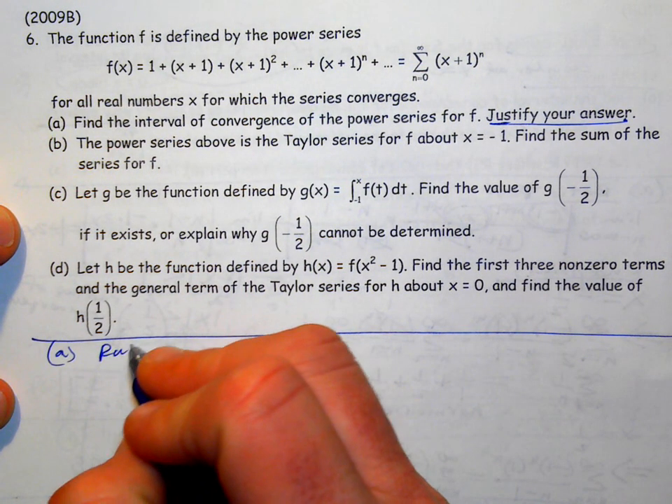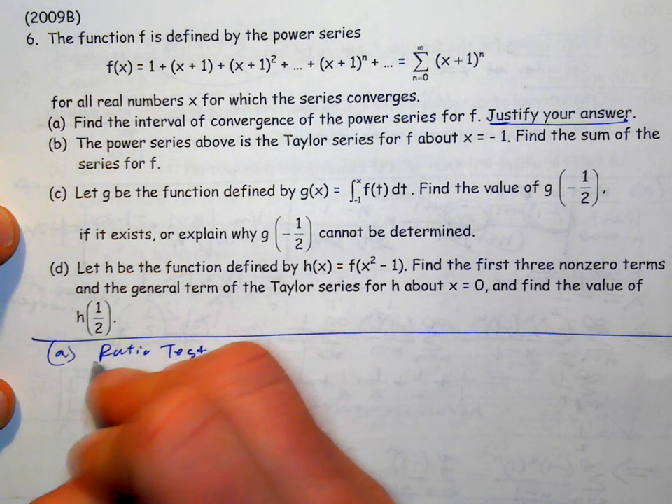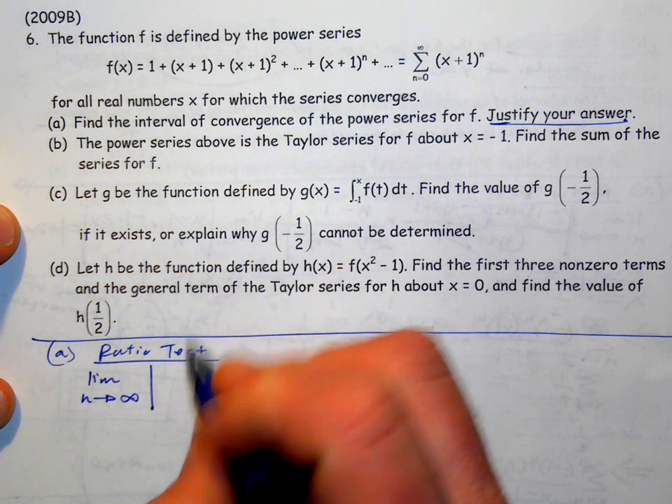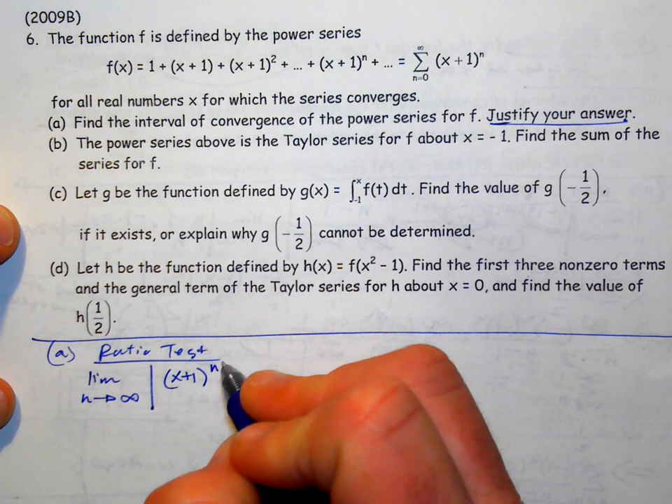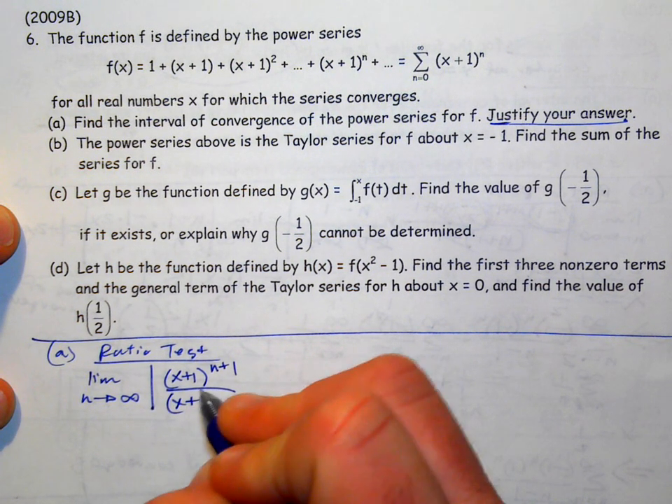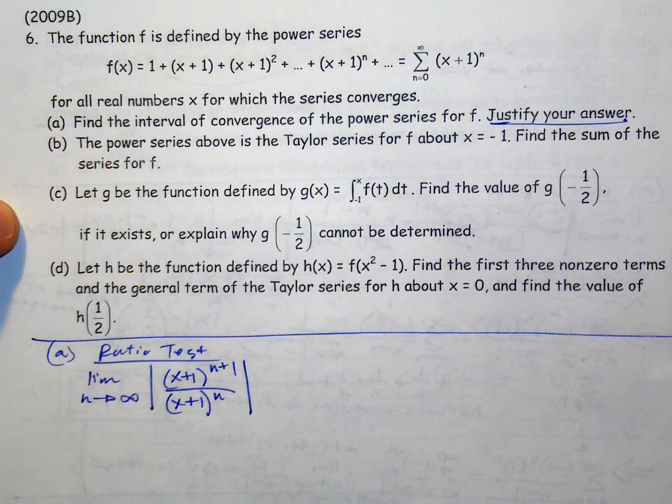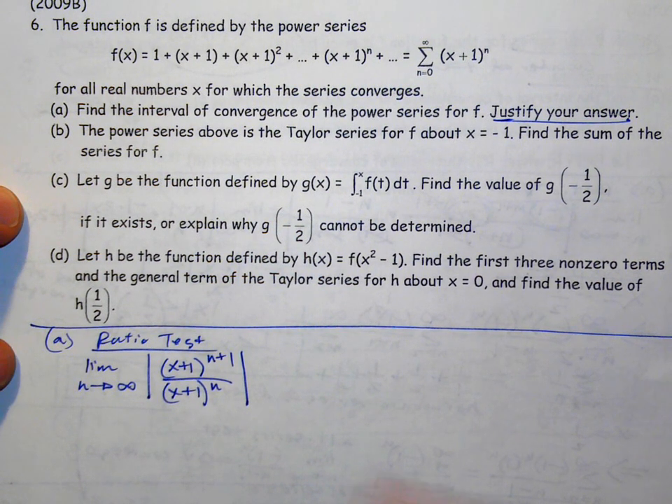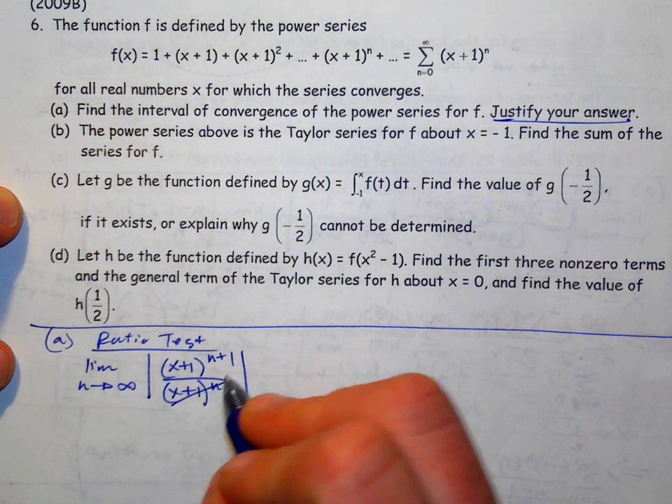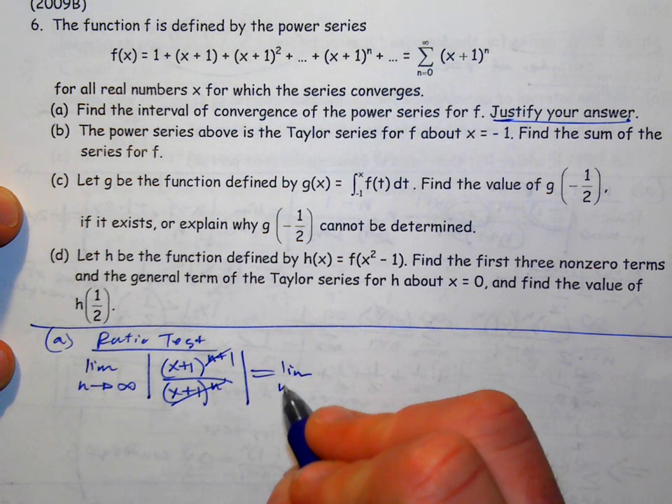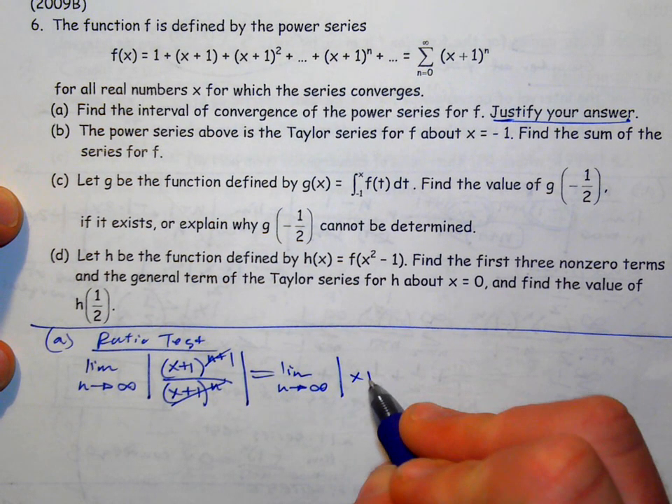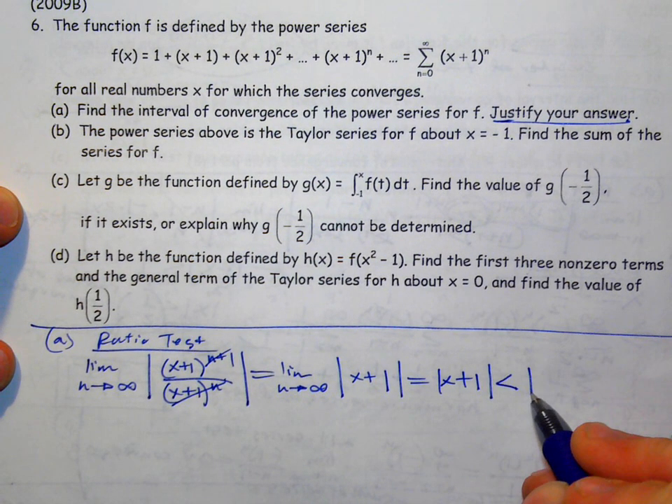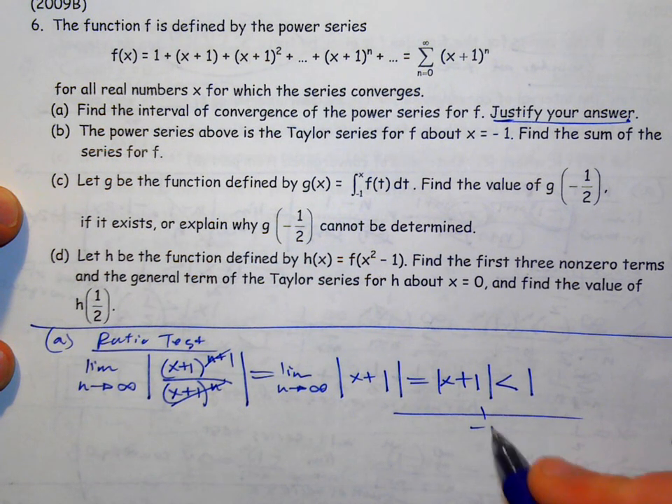So part A, ratio test: the limit as n goes to infinity of the absolute value of (x plus 1) to the n plus 1 over (x plus 1) to the n. So here's a rare case where the expression for the nth term is in a fraction, so we don't have to do times the reciprocal. Rules of exponents, so this is the limit as n goes to infinity of the absolute value of x plus 1, because there's no more n values, and it needs to be less than 1.